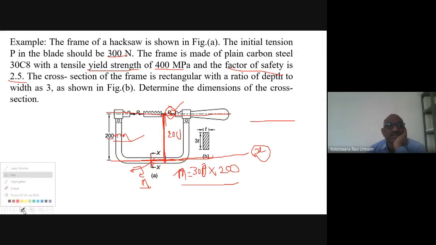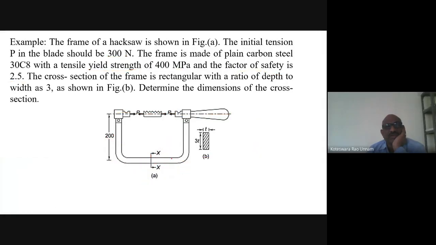Once you know that, we know the bending moment formula. So how to compute the stress value? You need to use the bending equation, that is M by I is equal to sigma by y. From this, I know M. I have to calculate I. Here it is a rectangular cross section, that's what he has given in the problem also. So for a rectangular cross section, I is equal to bd cube by 12.